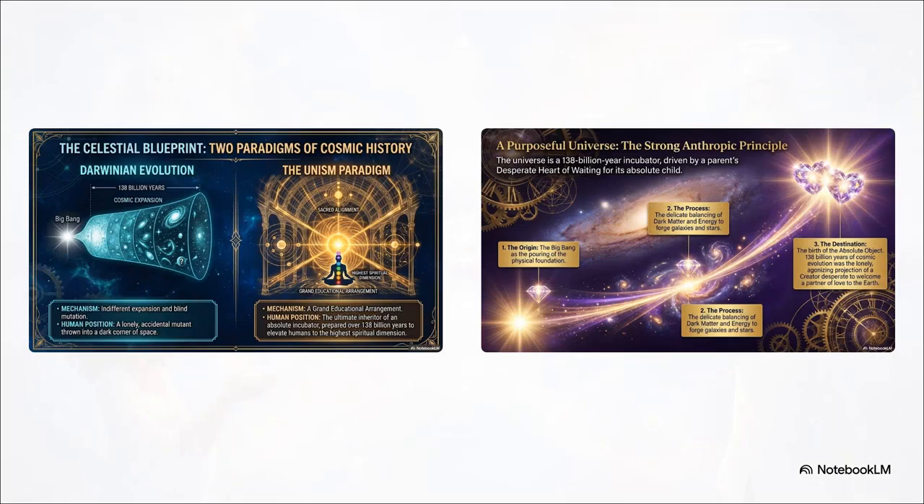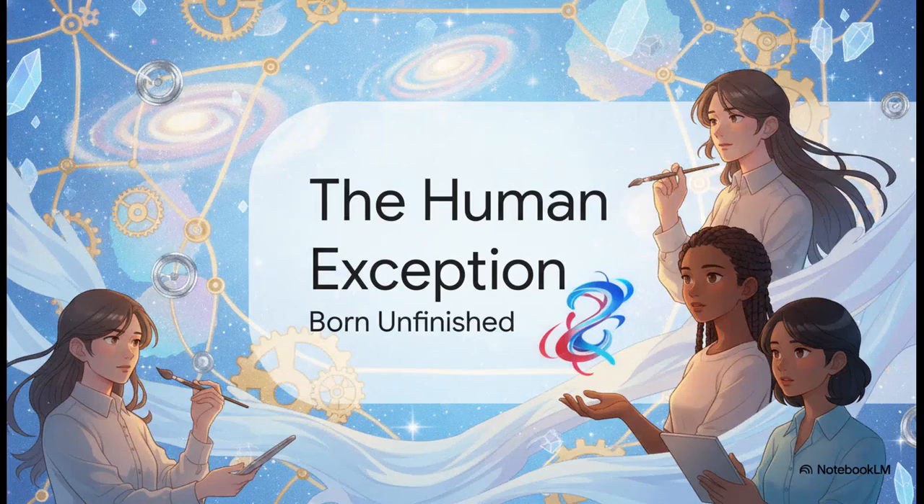This perspective gives us two starkly different views of our place in the cosmos. In the Darwinian model, on the left, human beings are just lonely, accidental mutants thrown into a dark, indifferent corner of space. But in the unism paradigm on the right, we are the ultimate inheritors. The universe was a purposeful 13.8 billion-year incubator driven by a parent's desperate heart of yearning, perfectly fine-tuned to elevate humans to the highest possible spiritual dimension. Which leads us perfectly into Section 5, the human exception, and exactly why we are born unfinished.